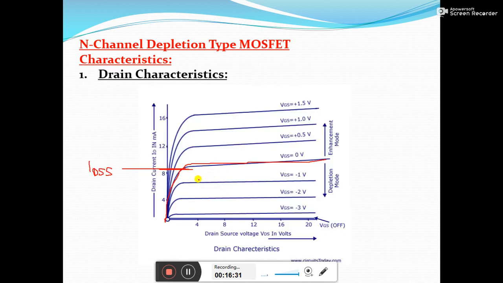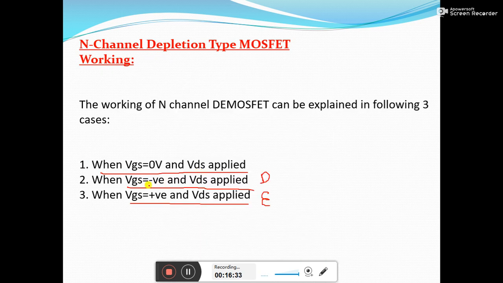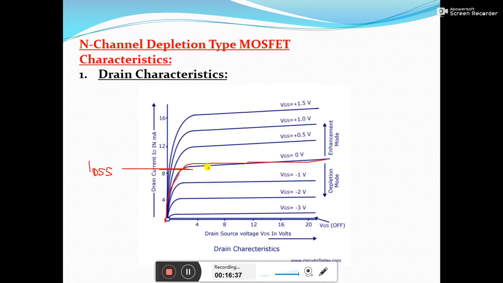For the second case, VGS is made negative and VDS is applied. Whenever VGS is made negative, the channel conductivity was decreased, or you can say the channel was depleted of free charge carriers. That's why we can see a decrease in the ID current. You can see here whenever the VGS value is equal to 0, the ID value is somewhat like this.